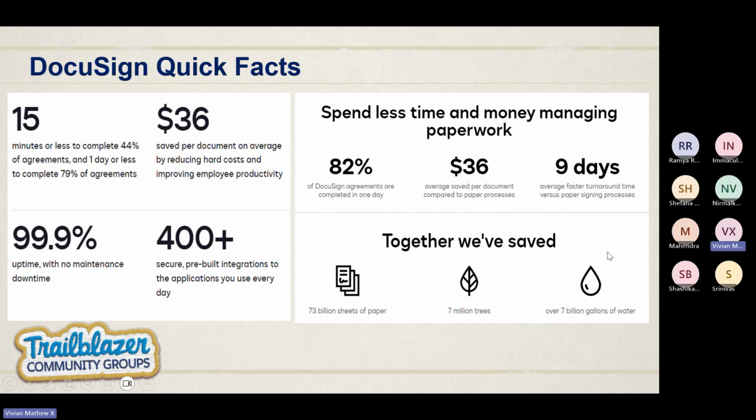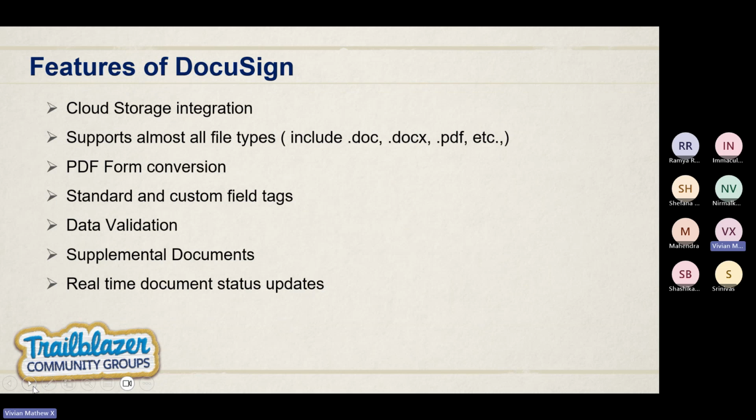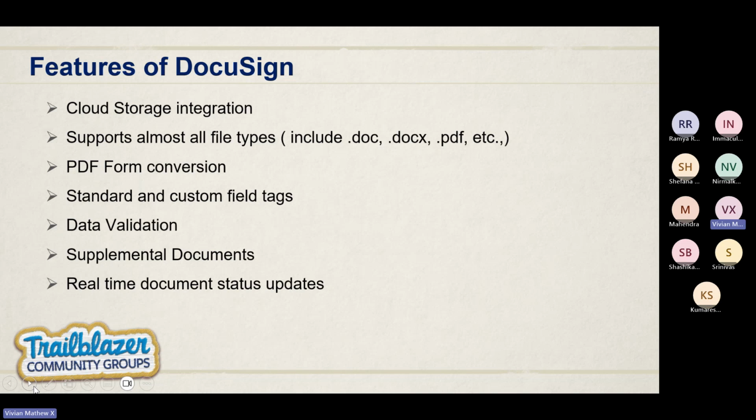As mentioned, DocuSign has saved around 7 million trees since we have digitized the document signing process. The features of DocuSign: it has cloud storage integration, and it supports almost all types of documents like Word documents and PDF. Also, Excels are being supported now.